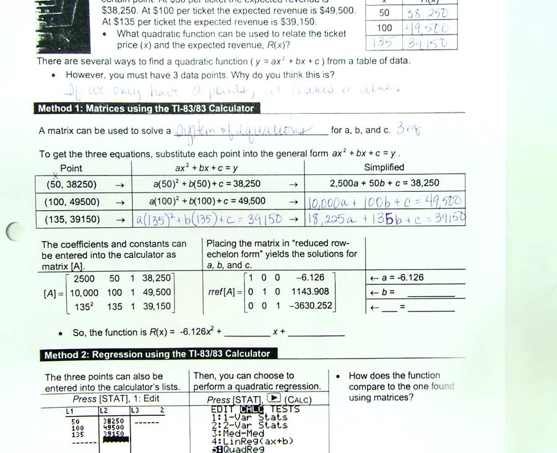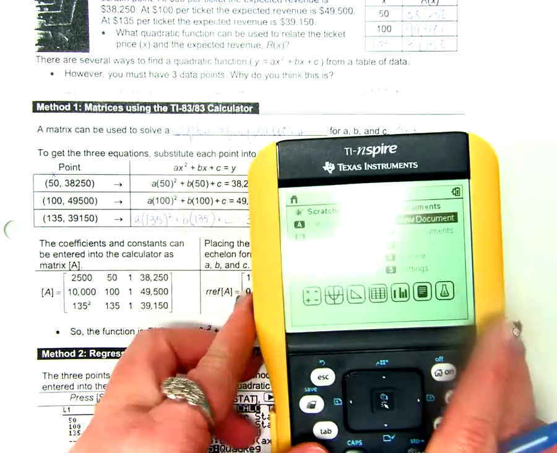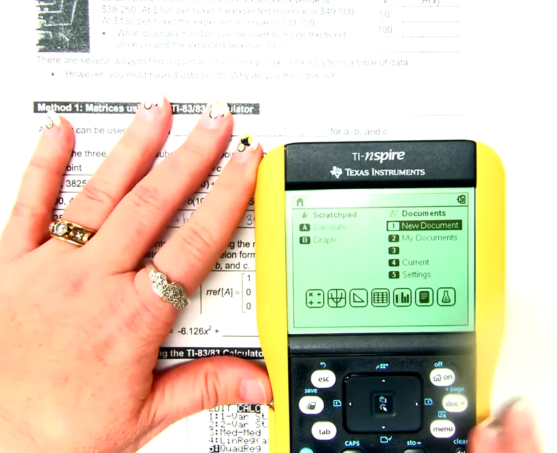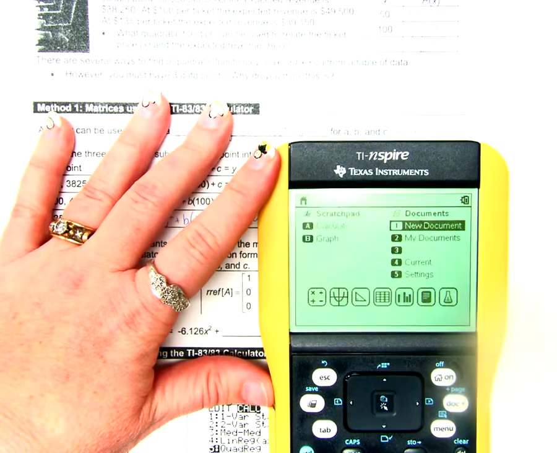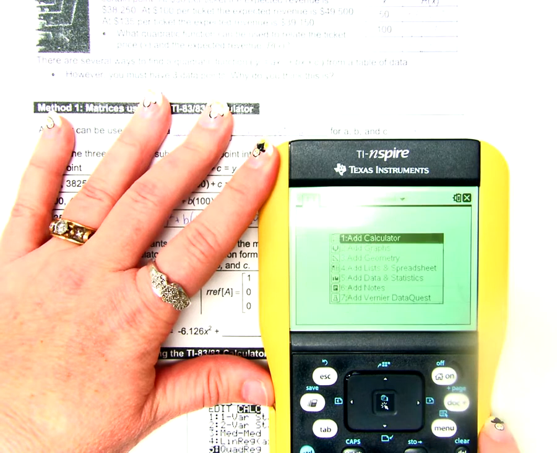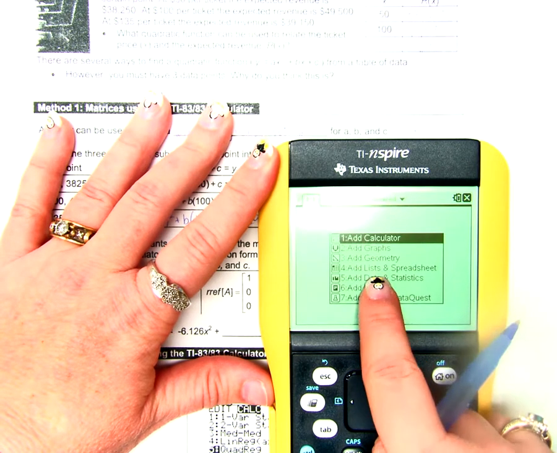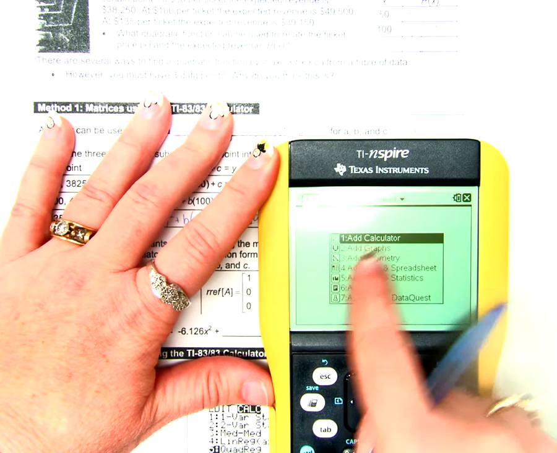Okay. Now, it has been a while since we talked about matrices. It was last year. So let's go home. Not literally, because I'd like to as well. New document. No, I don't want to save the old. And I want to make a what? Just a calculator, right?